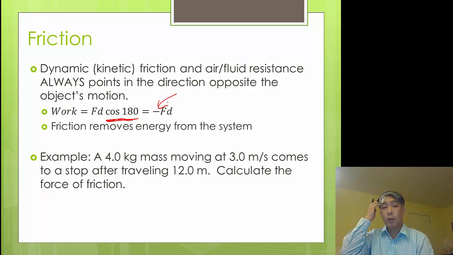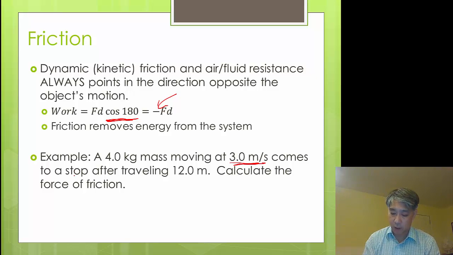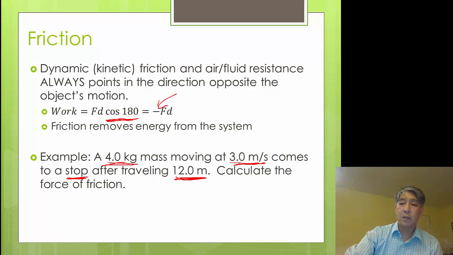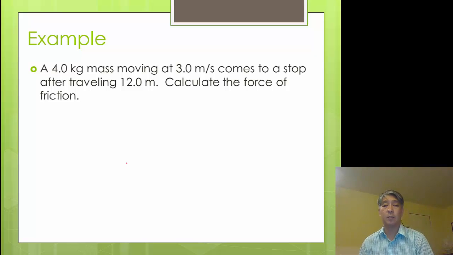For example, I have a 4 kilogram mass moving at 3 meters per second that comes to a stop after traveling 12 meters. Calculate the force of friction. Now, we could have done this using kinematics. Since I have initial velocity, final velocity, and distance, I have my 3 variables. I can calculate acceleration and multiply that by my mass to get the net force. Okay, but let's look at it from a work kinetic energy standpoint.